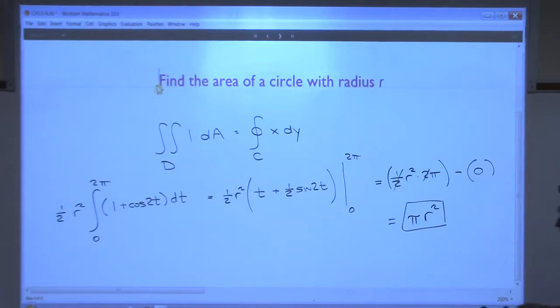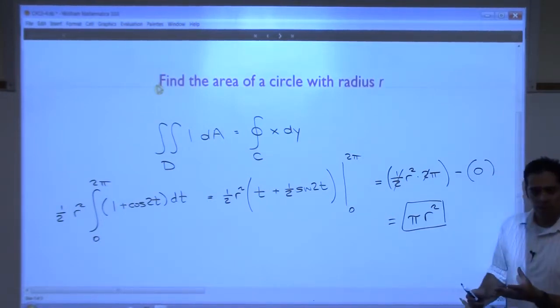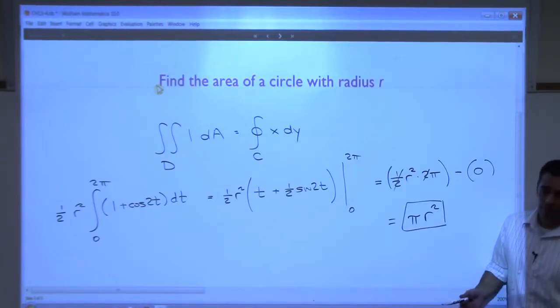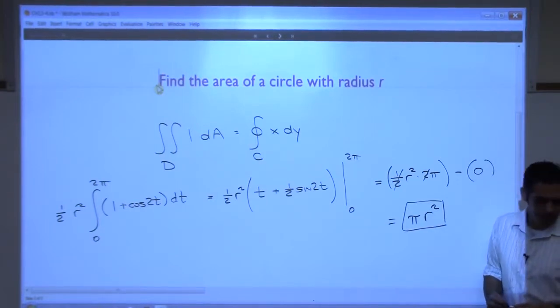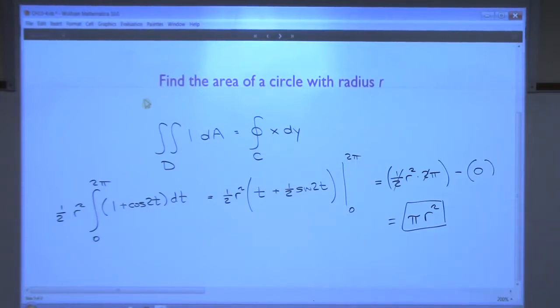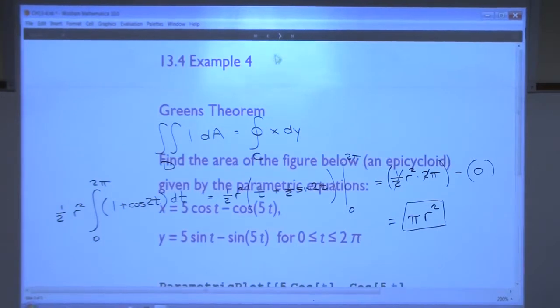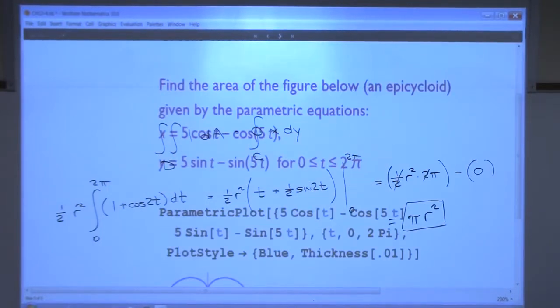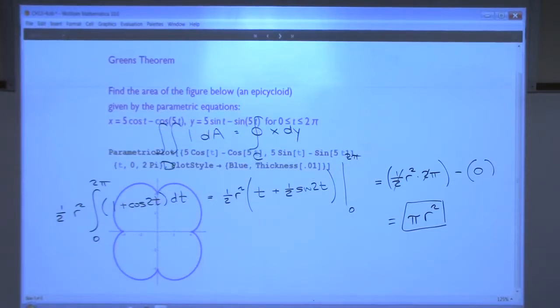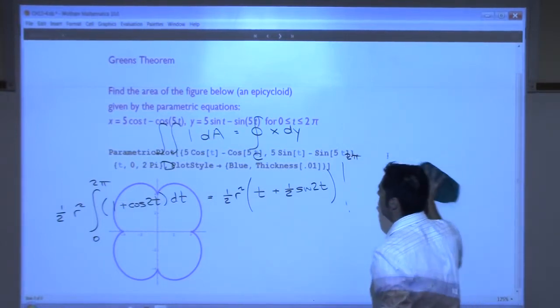Now look, again, we knew that the area of a circle with radius r is pi r squared. What I just demonstrated is how you can take the idea of a double integral, turn it into a line integral, and get the same result using Green's theorem. I need to zoom out of this one. This is a great example of proper usage of this.